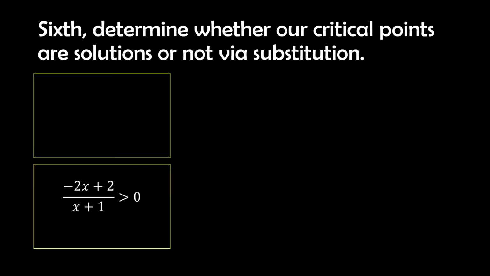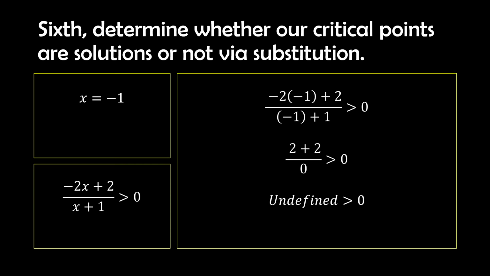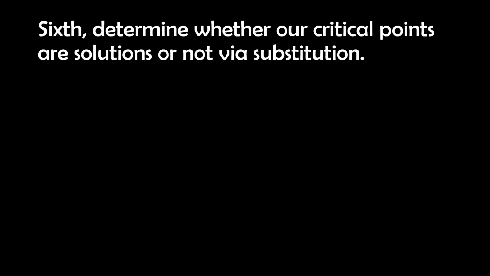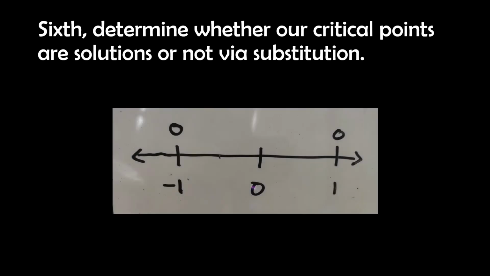We do it on our second critical point, x equals negative 1. We do the process, and as you can see, it is undefined because, as the rule suggests, any number you divide by 0 is always undefined. Therefore, it is not a solution, and you put an empty dot above our critical point, x equals negative 1. Now, what if our critical points are solutions? Well, that empty dot would be a solid dot, not an empty one.